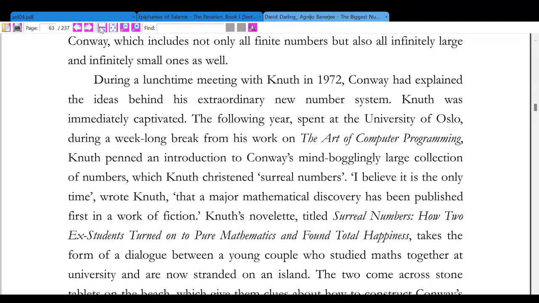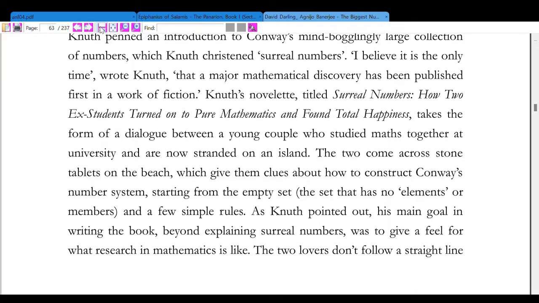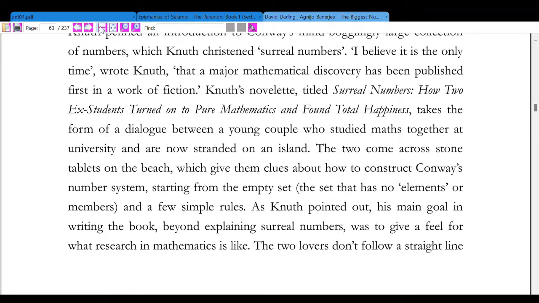I believe it is the only time that a major mathematical discovery has been published first in a work of fiction. Knuth's novelette titled Surreal Numbers: How Two Students Turned to Pure Mathematics and Found Total Happiness takes the form of a dialogue between a young couple who studied maths together at university and are now stranded on an island. The two come across stone tablets on the beach, which give them clues about how to construct Conway's number system, starting from the empty set, the set that has no elements or members, and a few simple rules.